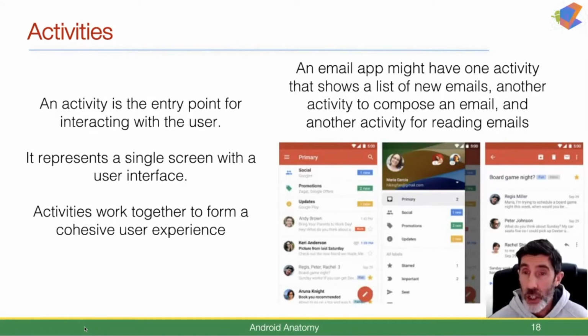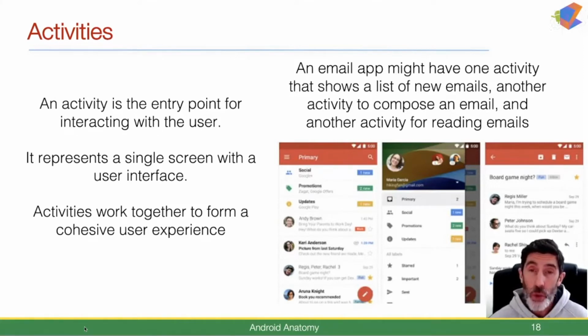So we have our initial list, which would be one activity, just listing a summary of all the emails that we have in one activity. We might have another activity that allows you to go in and view them individually and look at more detail.